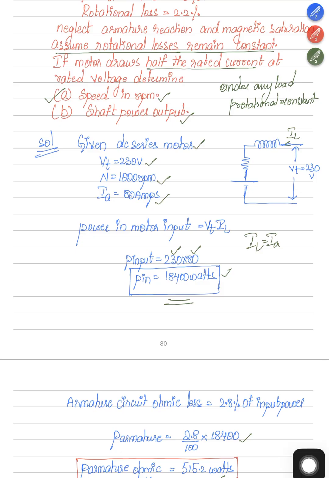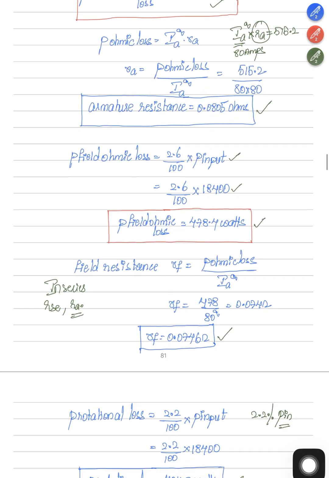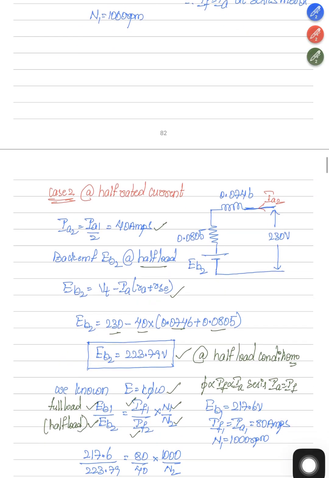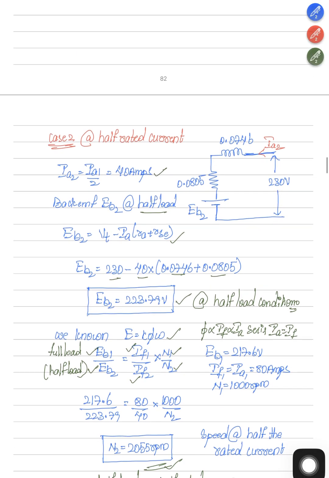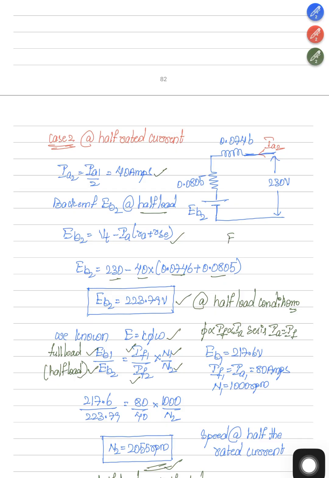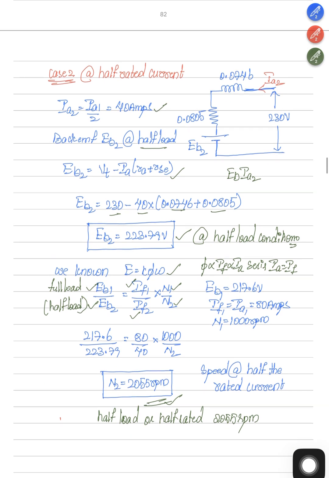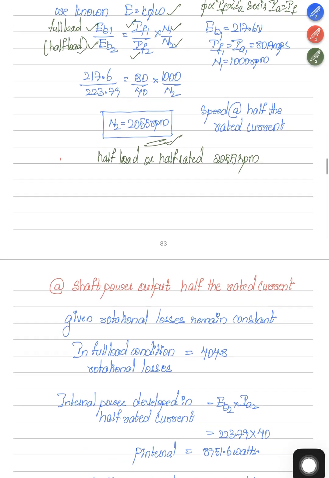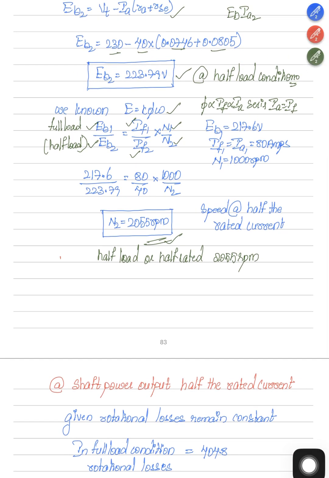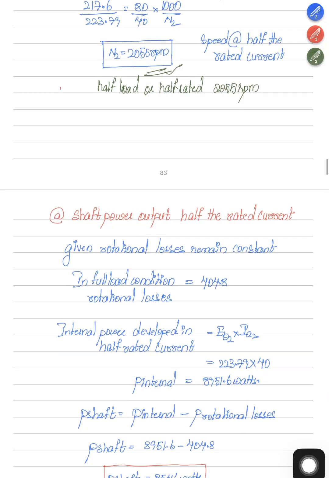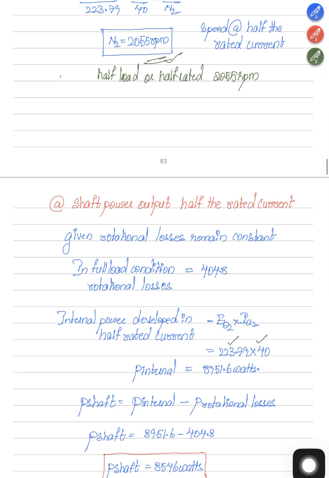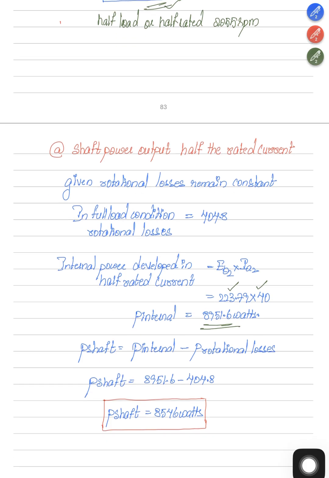They are asking to find shaft power output. Before calculating shaft power output, let's calculate the internal power developed. Internal power developed is nothing but Eb2 into Ia2. Eb2 we calculated earlier. Eb2 is the back EMF of the motor under half load condition. It is 223.79 volts, into armature current. Armature current is 40 amps. The internal power developed is 8951 watts.